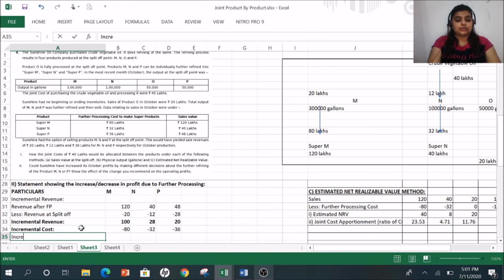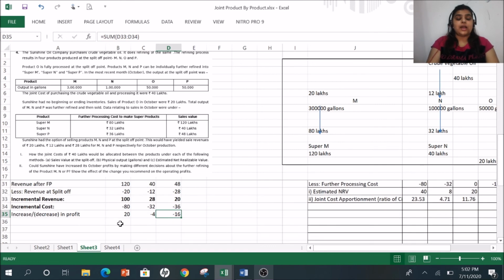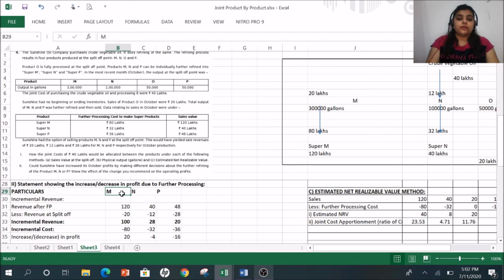So I have got the incremental revenue and the incremental cost. What I get is the increase or decrease in profit due to further processing. If I take the difference between my incremental revenue and incremental cost, I see that product M, due to further processing, is increasing my profit by 20 lakhs, whereas for N and P, we are reducing our profit.